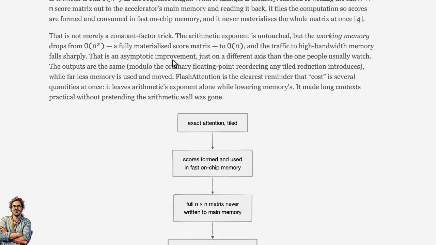You might ask, if FlashAttention does not change the big O, why does everyone use it? Because asymptotic class and speed are different claims. On real accelerators, memory bandwidth is often the binding constraint, so cutting data movement and peak memory is exactly what made long contexts usable. Same big O, very different speed.